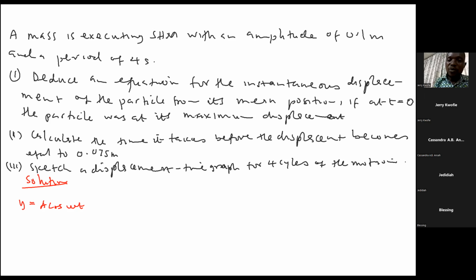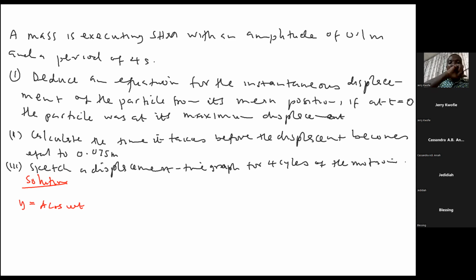I think that is what has been captured in the question. So our equation should be y equal to a cos omega t, but we are expected to put in the value of a and the value of omega. So what is the value of a here? What is the value of a, which is the amplitude? 0.1. Now, we do not have the omega. So I think what we have to do is to get the period. So let's get the frequency and then get the omega.